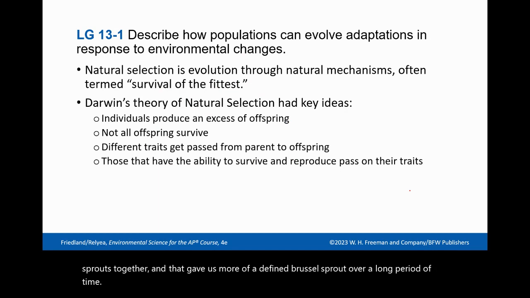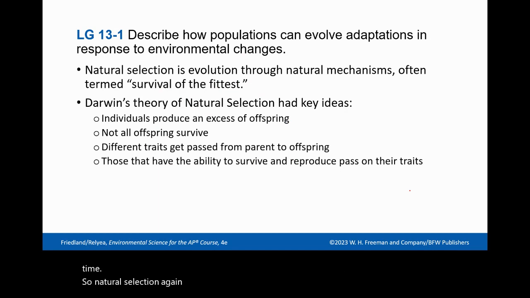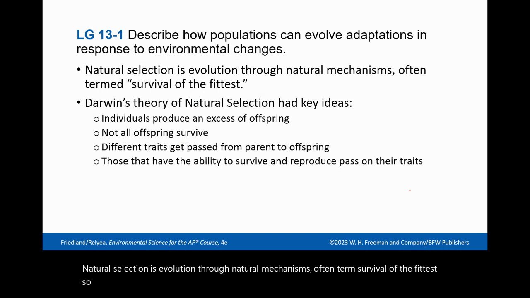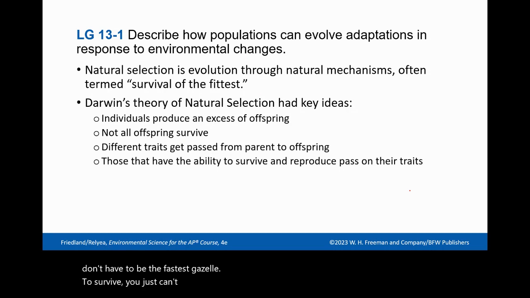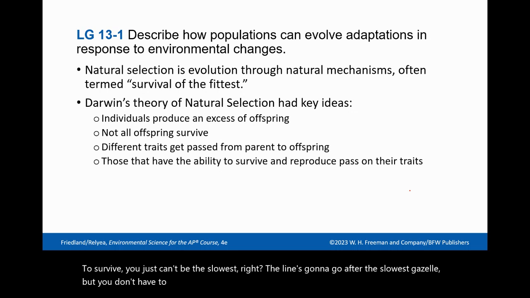So natural selection again. Natural selection is evolution through natural mechanisms, often termed survival of the fittest. So it's not really survival of the fittest; it's survival of can do enough to pass, right? So you don't have to be the fastest gazelle to survive. You just can't be the slowest, right? A lion's going to go after the slowest gazelle, but you don't have to be the fastest.